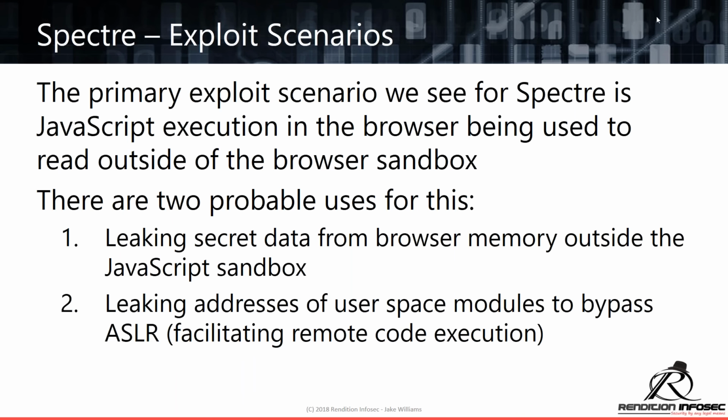So the other thing that they can do is leak addresses of user space modules. Now, I teach exploit development with SANS, among other things. One of the things that we deal with a lot is, even when we have a browser vulnerability, whether it's a heap overflow or a use after free, one of the challenges is bypassing address space layout randomization. We can get code execution. The problem is understanding where to go next, right?